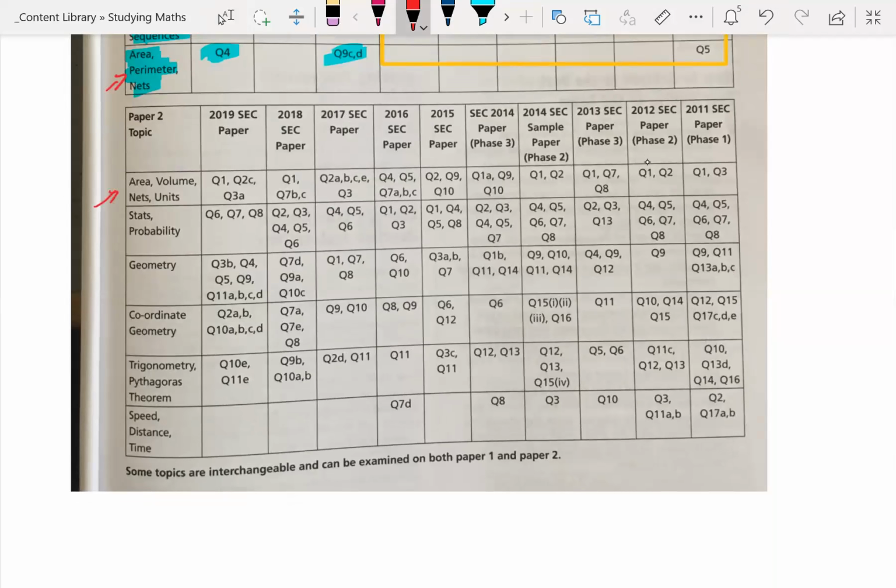So I want you to do for tomorrow these questions, please. Okay. So 2019, paper 2, question 1, question 2C, and question 3A. Give those a go for tomorrow. I'll write them in the homework area and I'll email them as well.